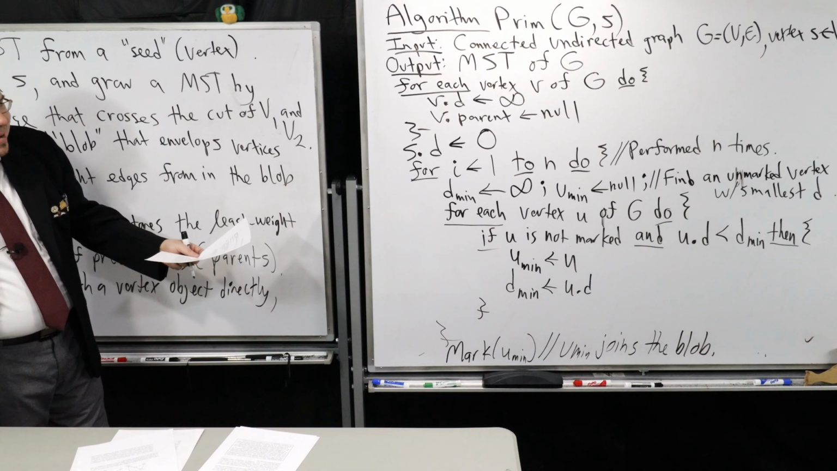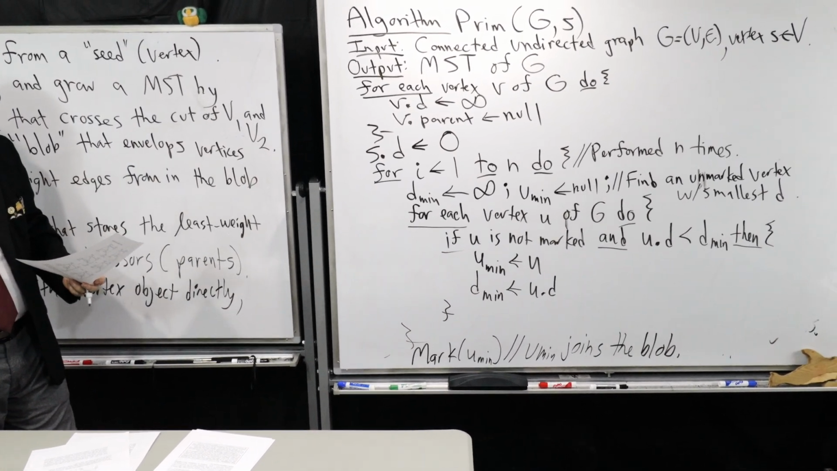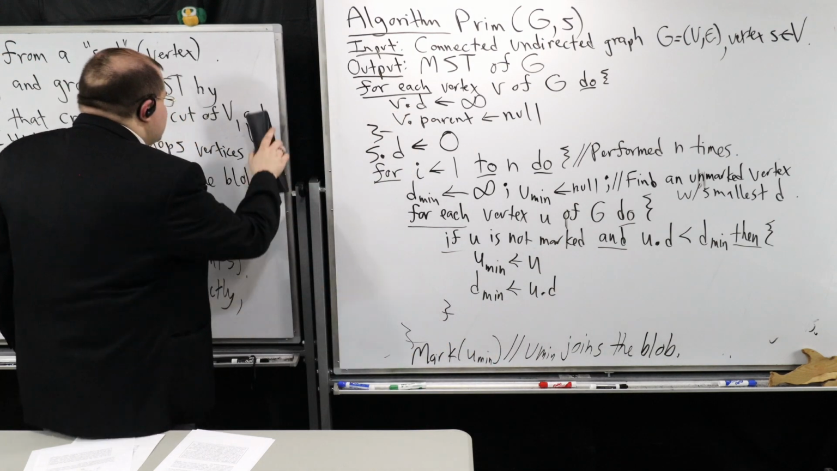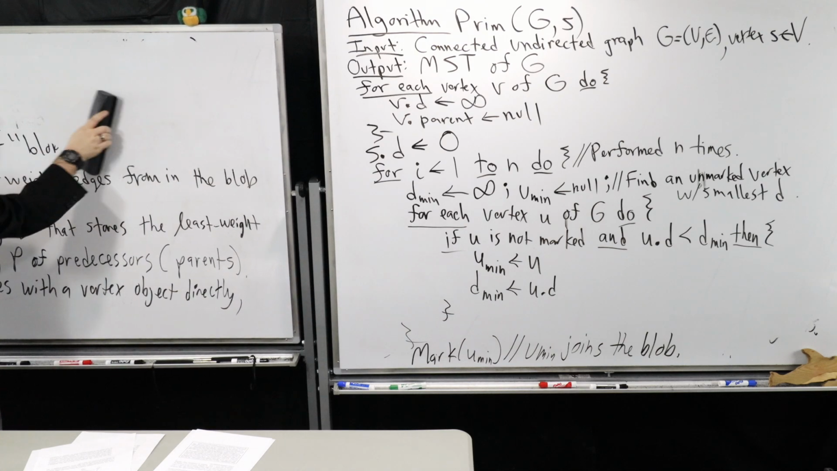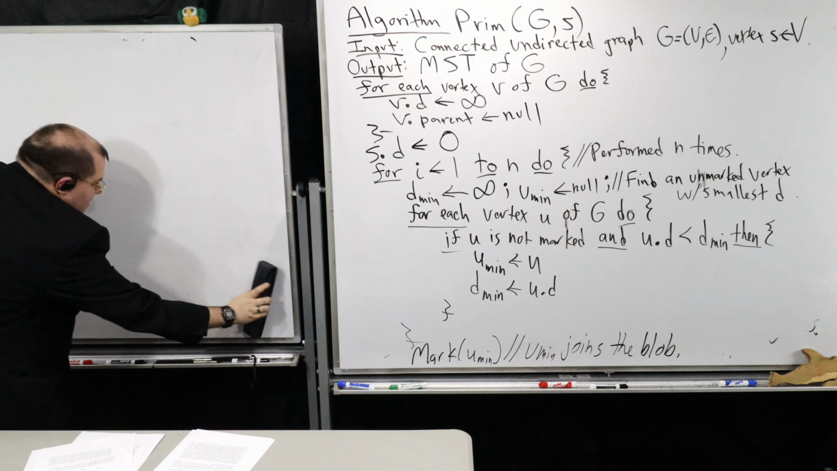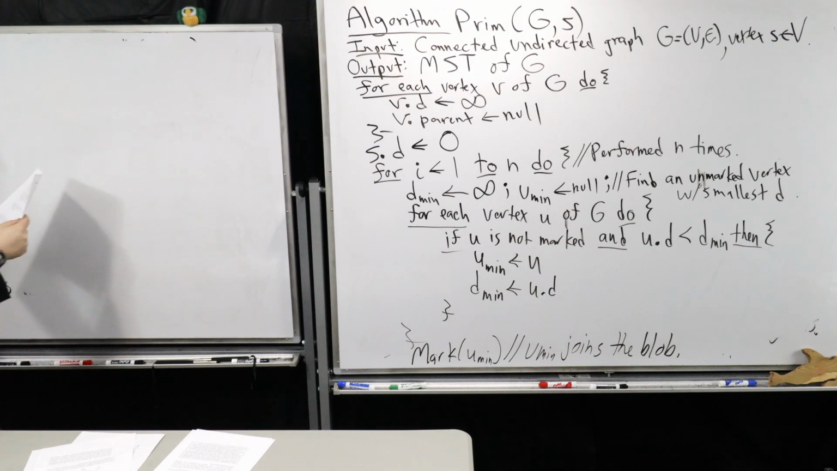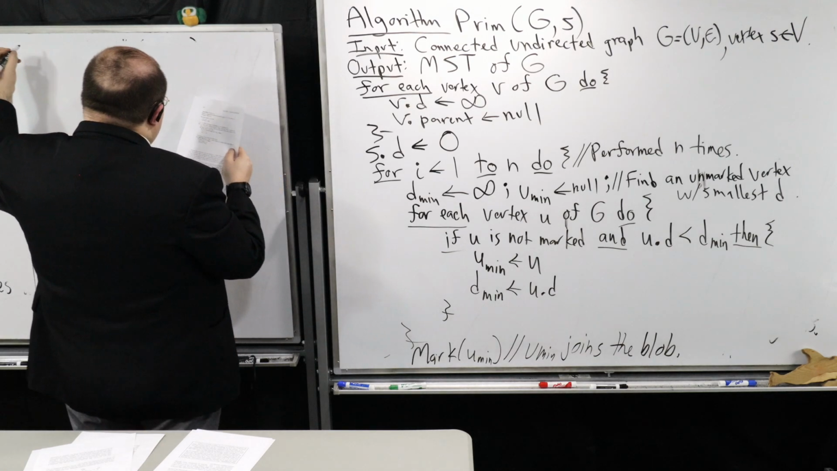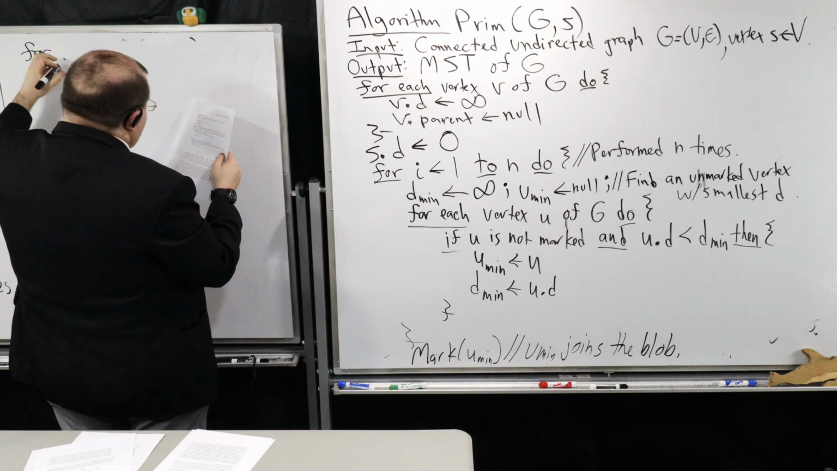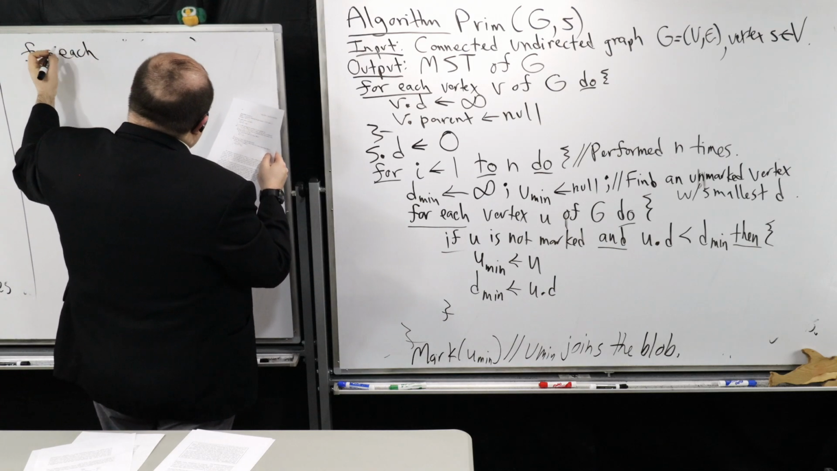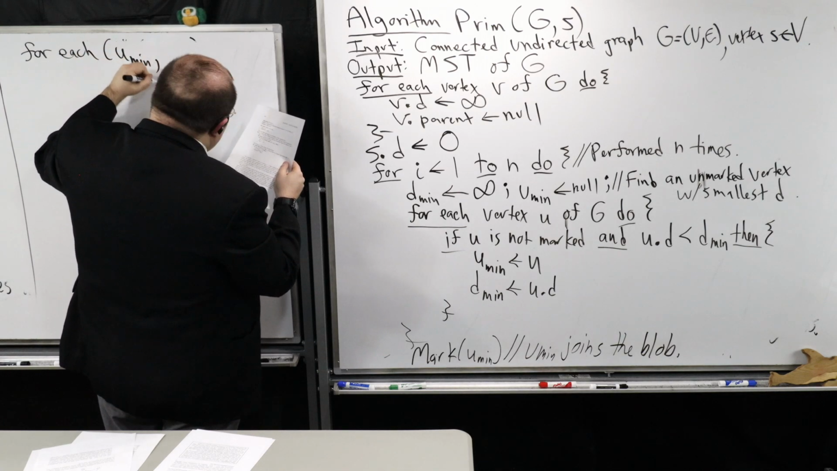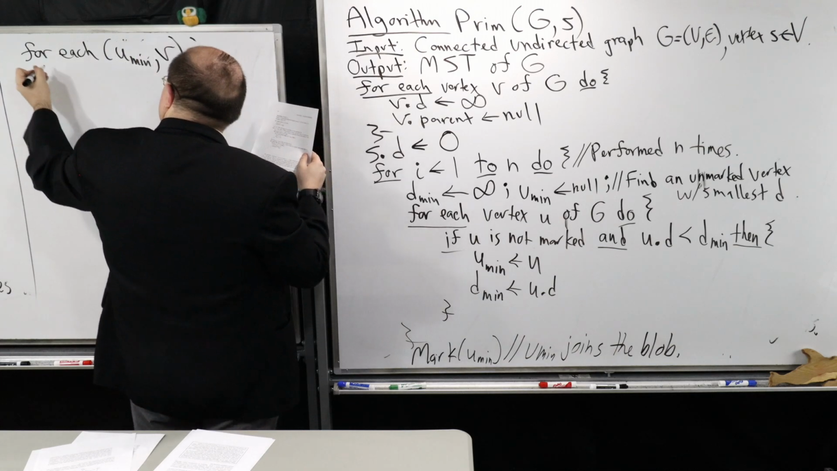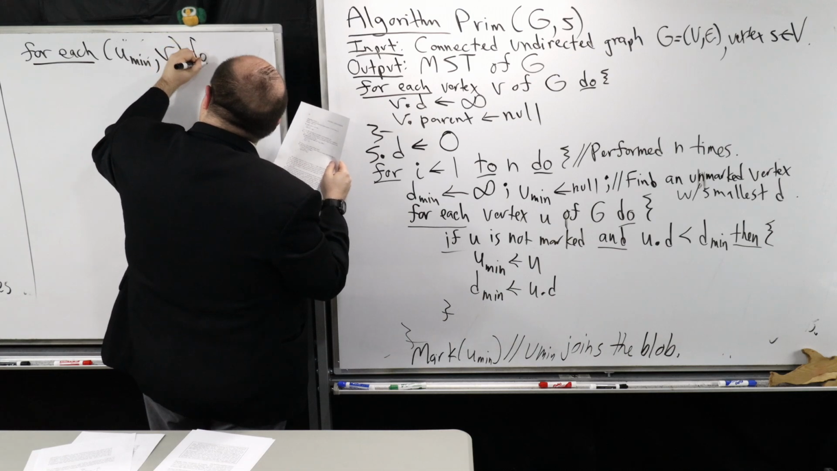Actually, let me keep this over here. I can write the rest right here. So I'm just going to come right back up over here. This will work out just fine. So let's do this. I'm just going to go through for each incident edge. So for each umin v, I'm going to look through all the incident edges of umin. For each one of these, we're going to do the following.